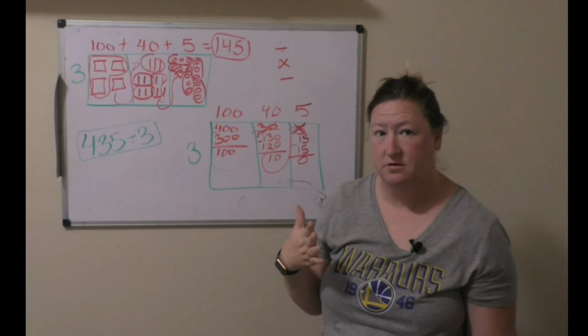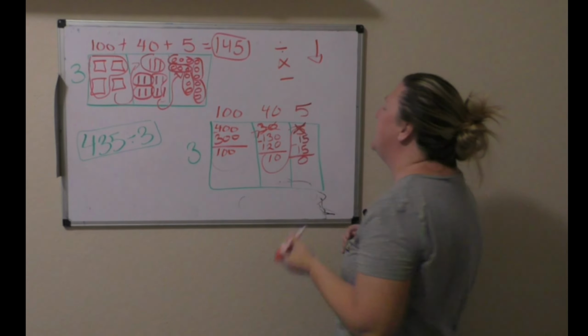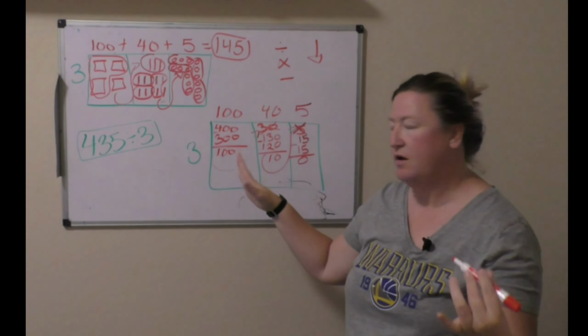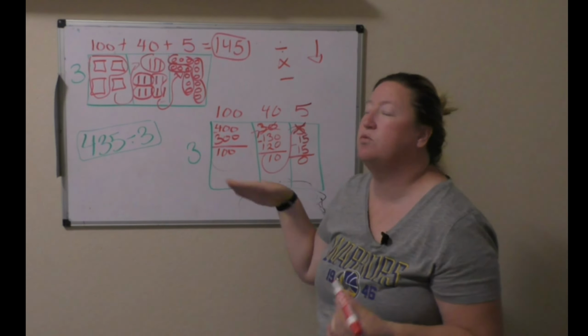So I subtracted. My next step is we say bring it on down, which means I bring it down and make sure I have everything ready. All my zeros, everything. So I'm left with this 100.